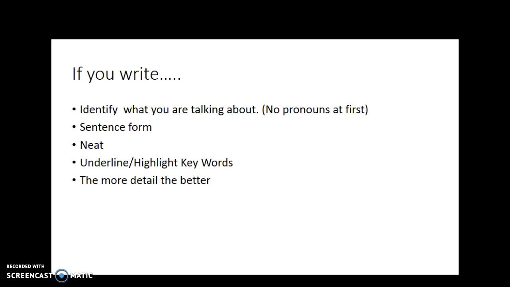No pronouns at first. Don't start your answer with it, they, he, she. Write in sentence form with a subject and a verb. Make sure it's neat and legible and carefully written. You should have lots of key details in your writing, and they should be underlined or highlighted to show that you understand them and know what they are. The more detail in your writing, the better.